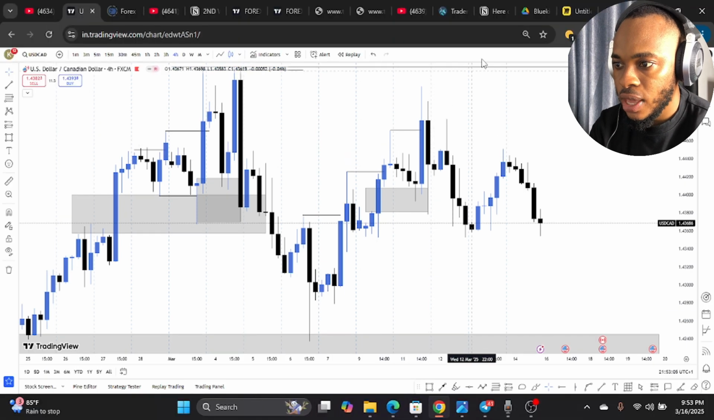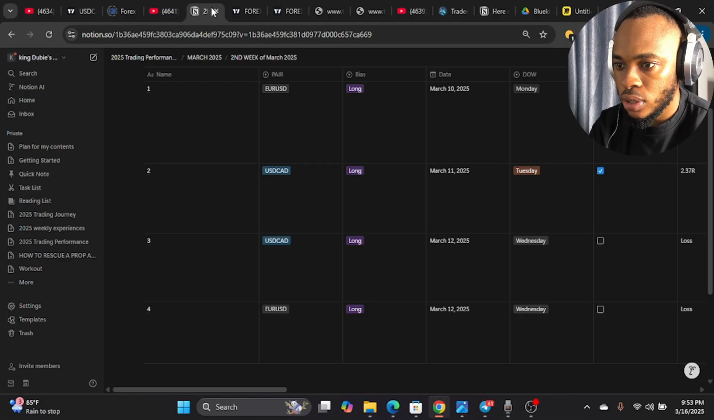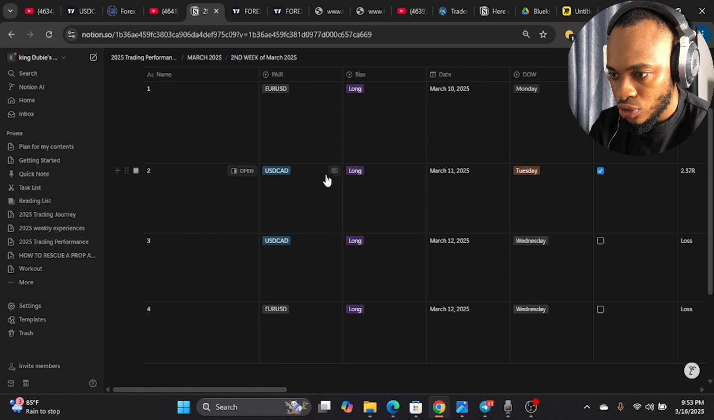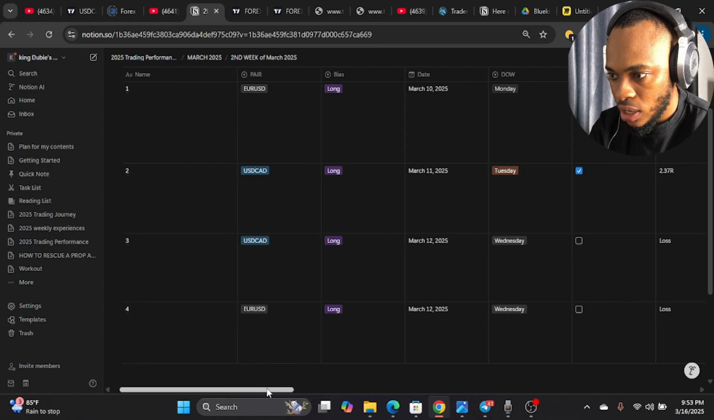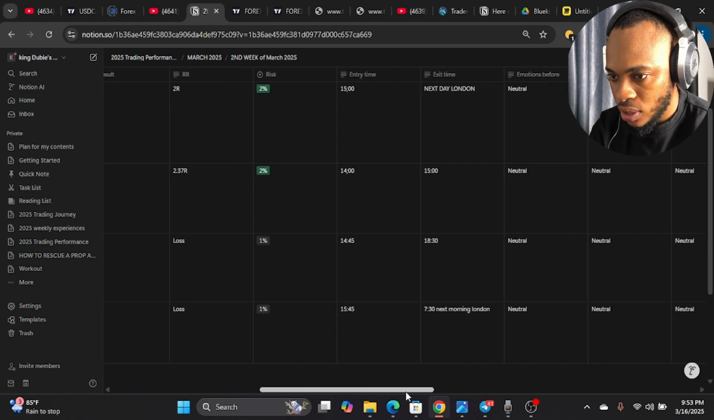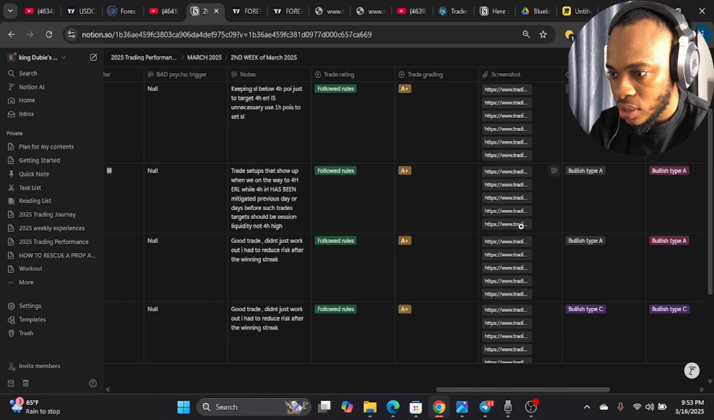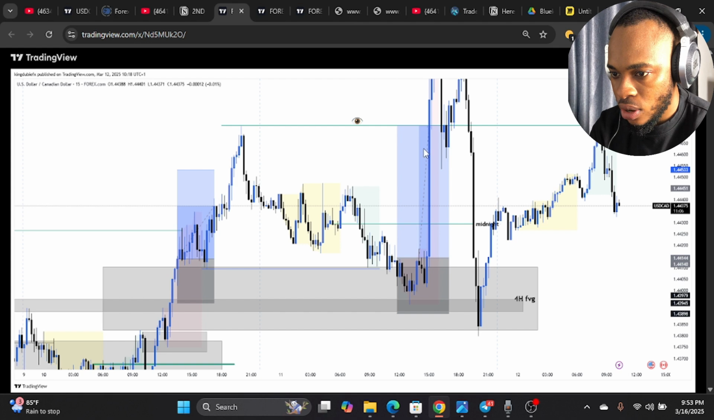So if you want proof, you see that proof in my journal. That's it. Second trade, USD CAD, March 11th, and that was on a Tuesday. That was 2.37 R, and here we go. That's the proof right there that I caught the trade. That was it with my entry model.